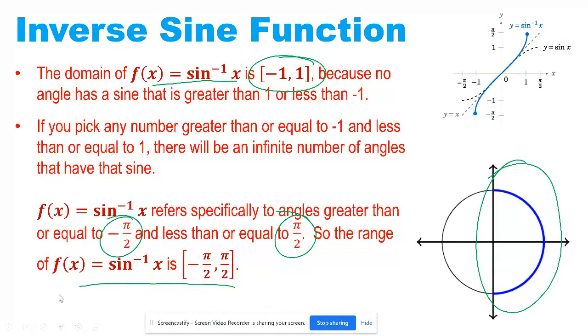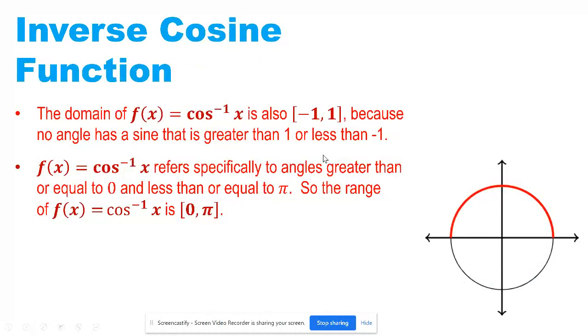All right, moving on to cosine. And if this is confusing, I think when we do the examples and you're looking at the unit circle, it'll make a little more sense. Inverse cosine, the domain is also from -1 to 1, same idea, because that's all you can get from a cosine function is numbers in that range.